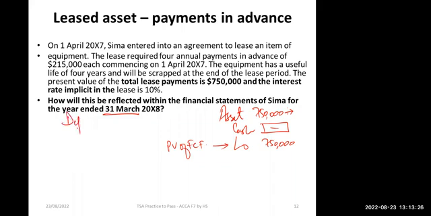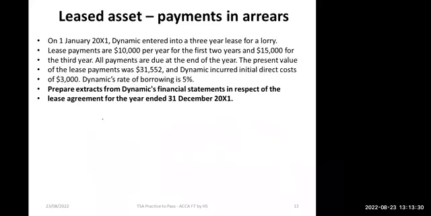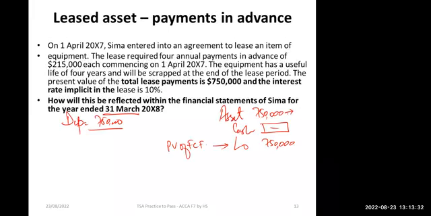So for the depreciation, the asset has a useful life of 4 years. So the depreciation will be 7,50,000 divided by 4. Very good. 187,500.